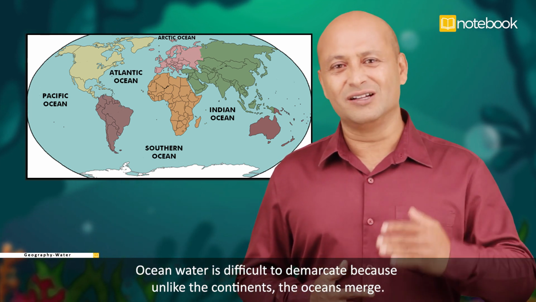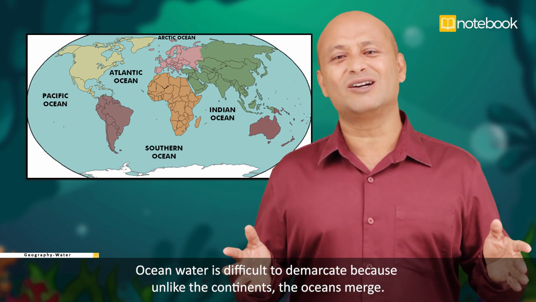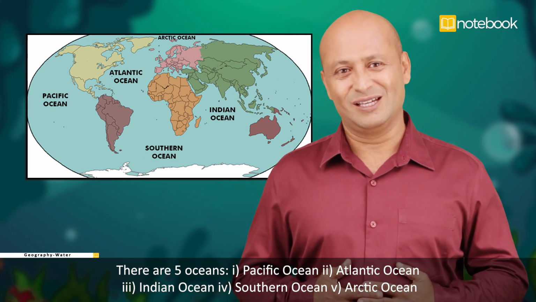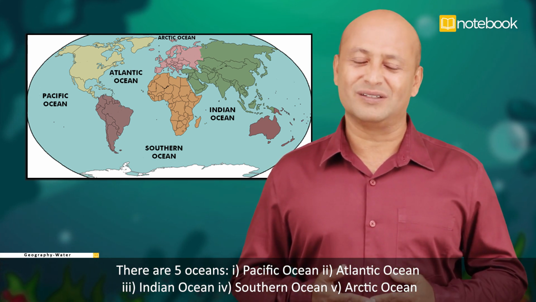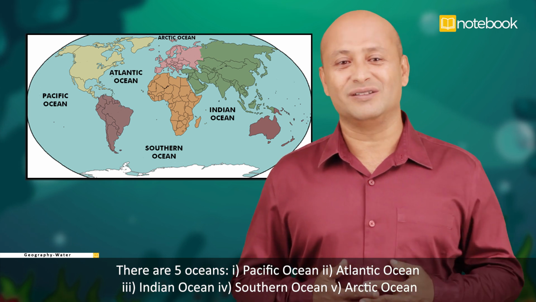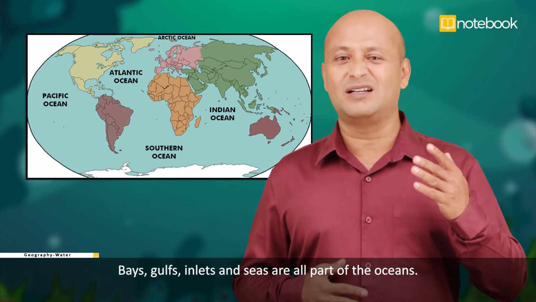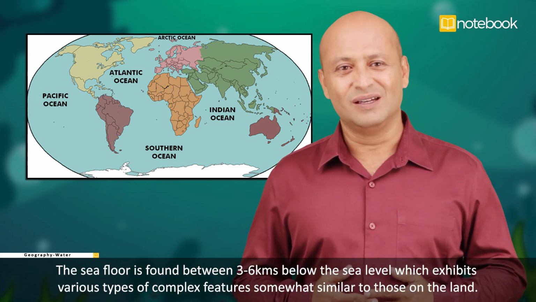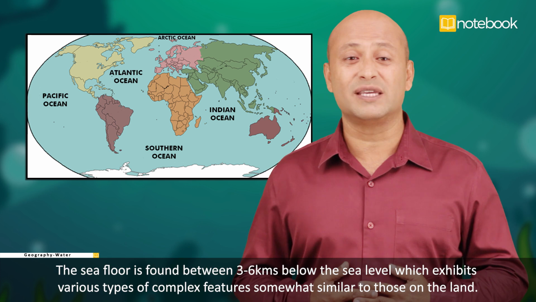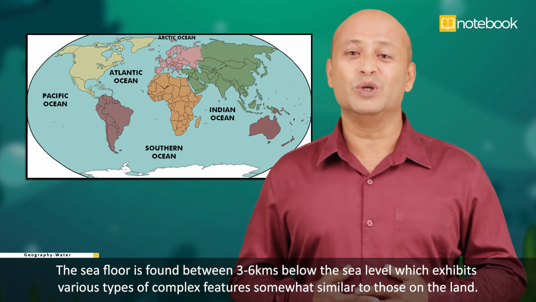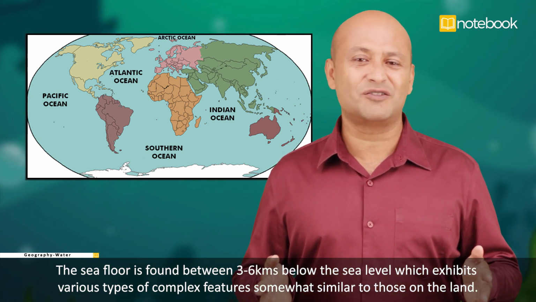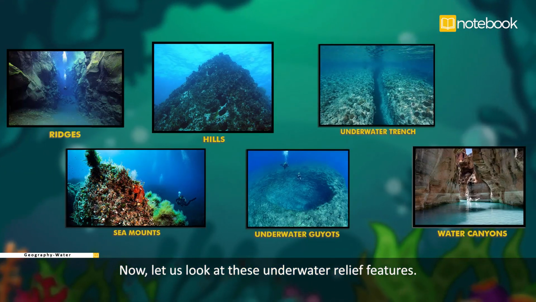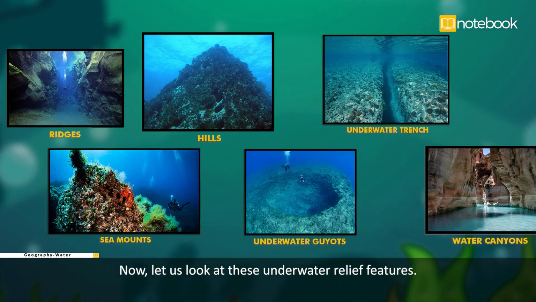Ocean water is difficult to demarcate because, unlike the continents, the oceans merge. There are 5 oceans: Pacific Ocean, Atlantic Ocean, Indian Ocean, Southern Ocean, Arctic Ocean. Bays, gulfs, inlets and seas are all part of the oceans. The sea floor is found between 3 to 6 kilometers below the sea level, which exhibits various types of complex features, somewhat similar to those on the land. Now, let us look at these underwater relief features.